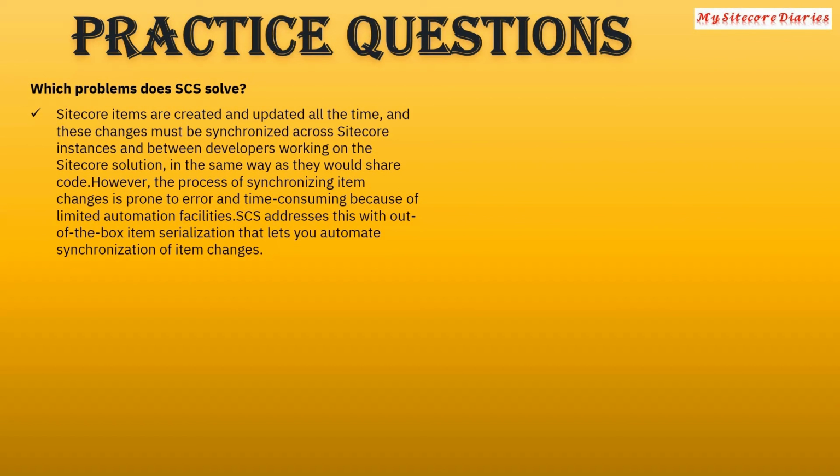The code changes you make are stored in your repository. Similarly, your items also need to be moved. However, the process of synchronizing item changes is prone to error and time consuming because of limited automation facilities. SCS addresses this with out-of-the-box item serialization functionality that lets you automate the synchronization of item changes. So to make this automated, Sitecore has provided SCS, and it also provides commands so that you can automate it.